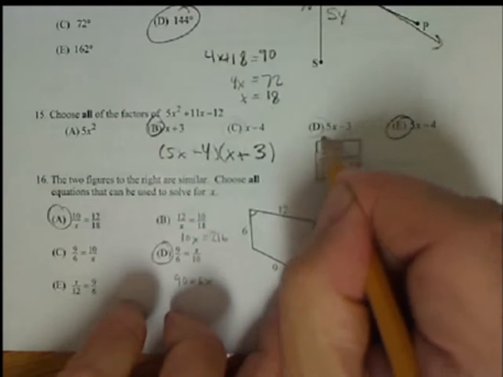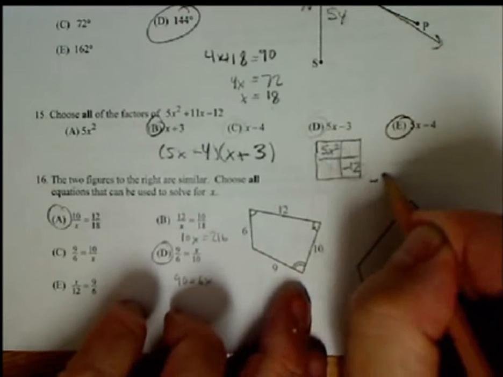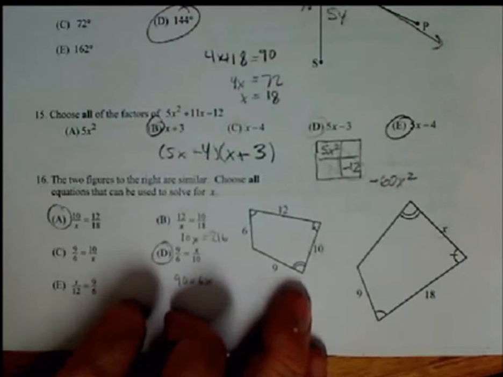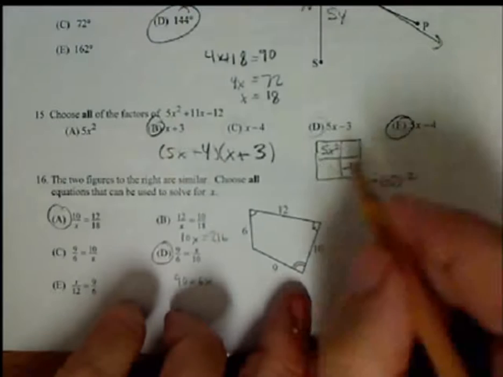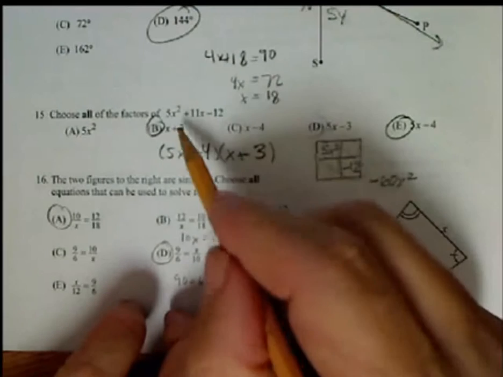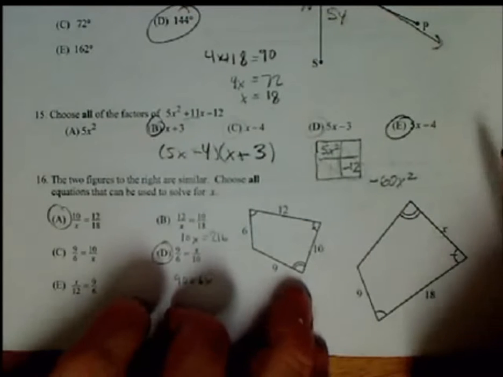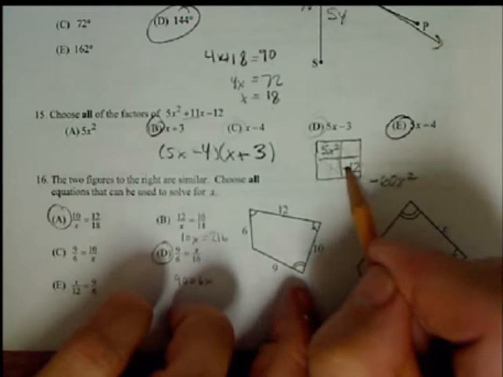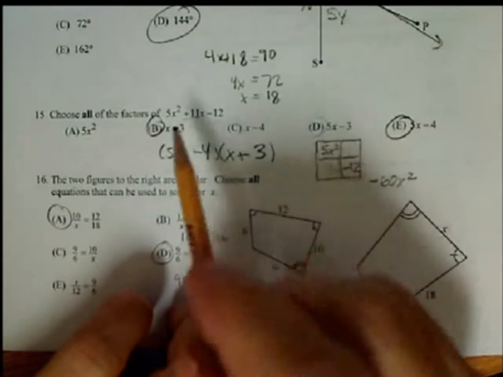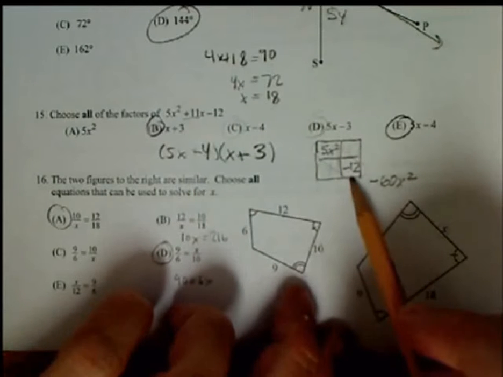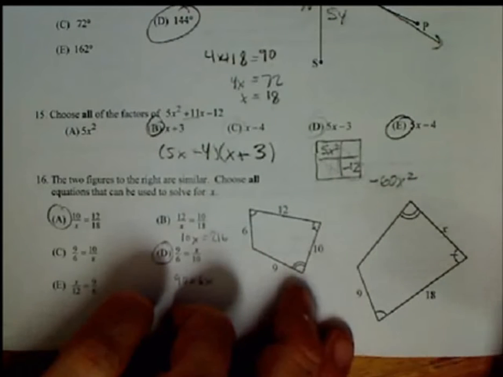5x squared. We have negative 12. If we multiply these two together, I get negative 60x squared. That tells me that these two have to multiply to give me negative 60, but add to give me 11. One thing that's important, if you look at the bottom sign, if the sign is a plus, then the two numbers are going to be the same sign. If it's negative, they're opposite signs. So I'm going to have two numbers that add together to give me 11, but they're going to be opposite signs, so one's positive, one's negative.